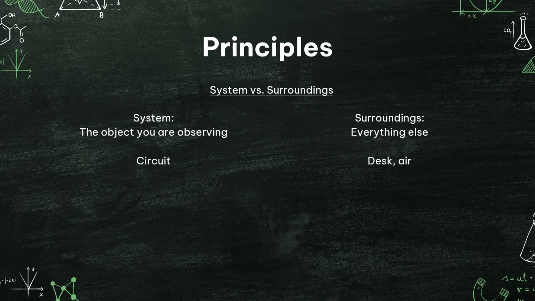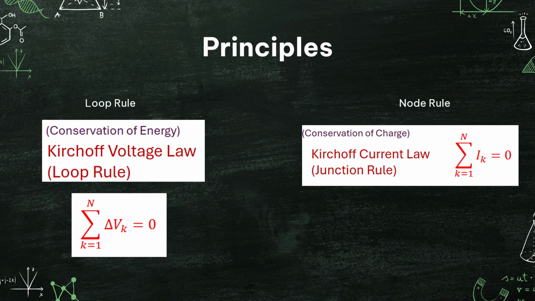Now the two key principles in this lab are the loop rule on the left, which shows that the potential difference or the voltage is going to be overall zero, like we showed in the preview, and then the node rule is going to be that the net current is also going to be equal to zero, and that's called conservation of charge.